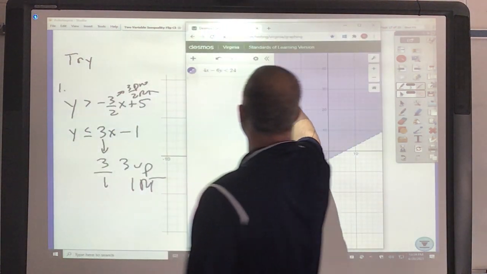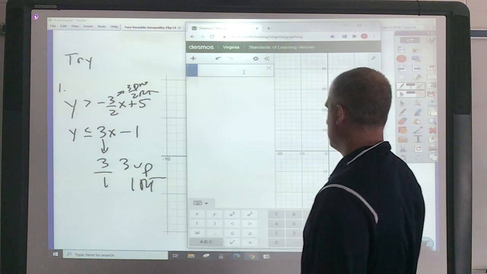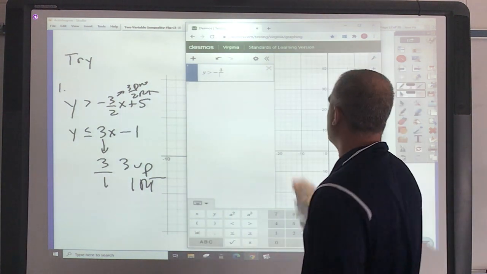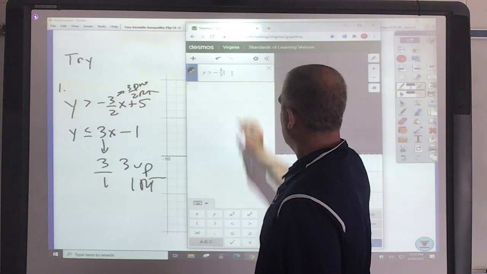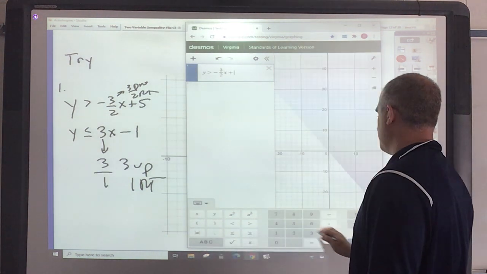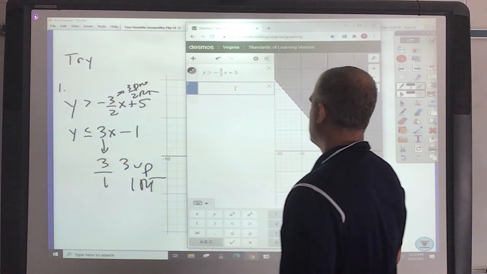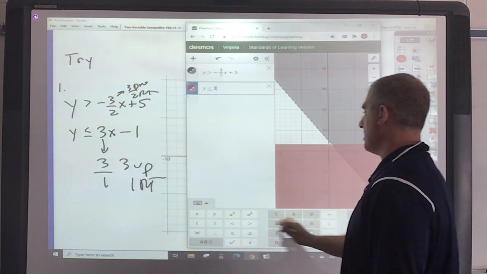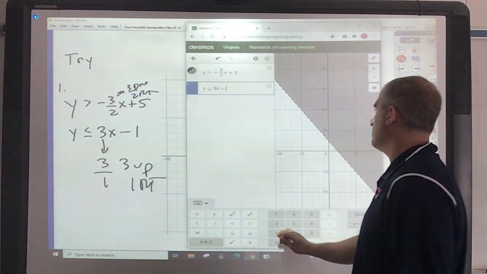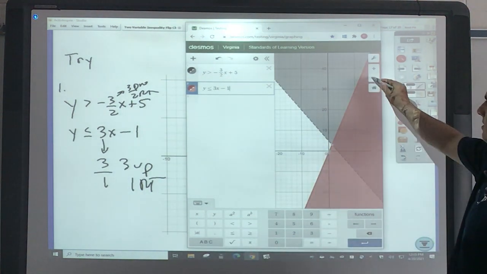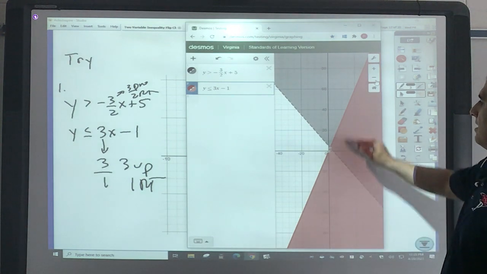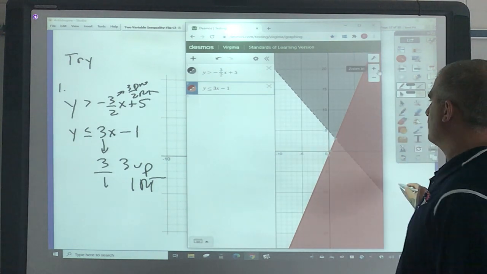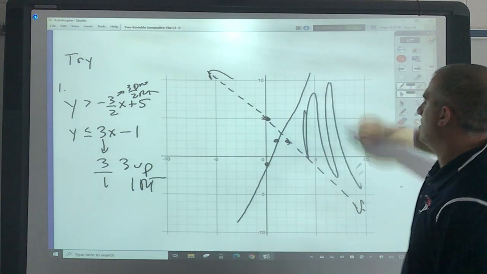And just type those in for the shading now. y greater than -3 divided by 2 with an x there plus 5. This is going to be y less than or equal to 3x minus 1. You need to zoom out to see a little bit better. You can see the darker areas in there. So I would shade in that spot.